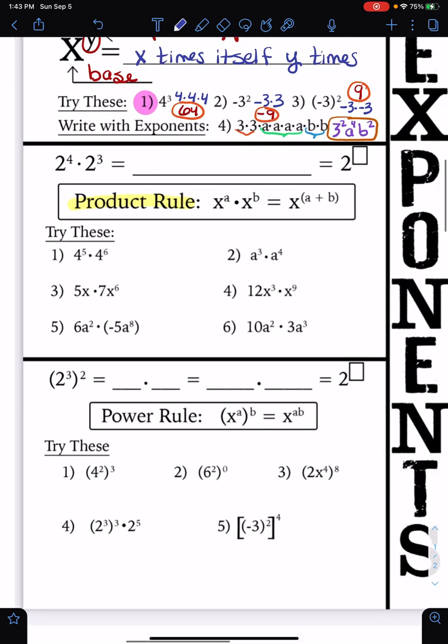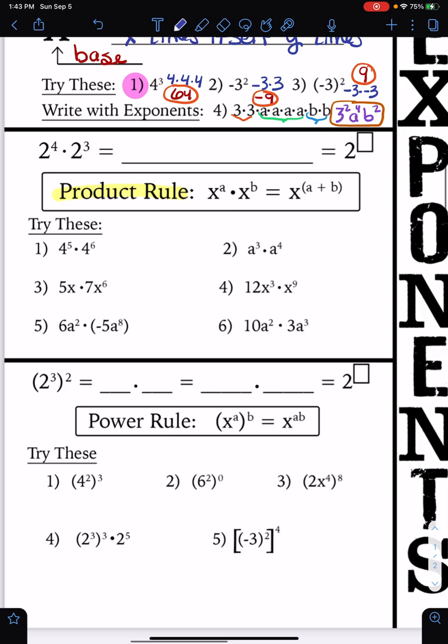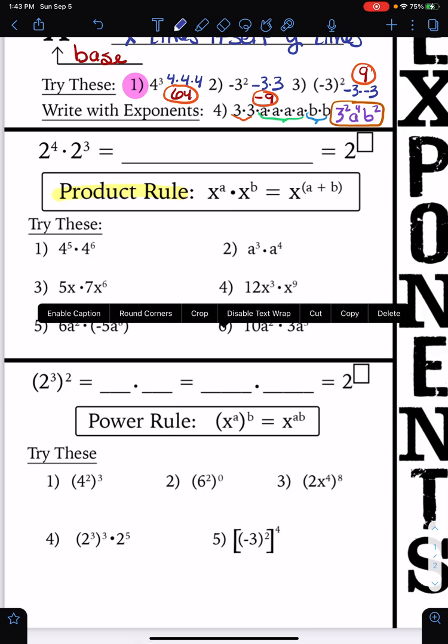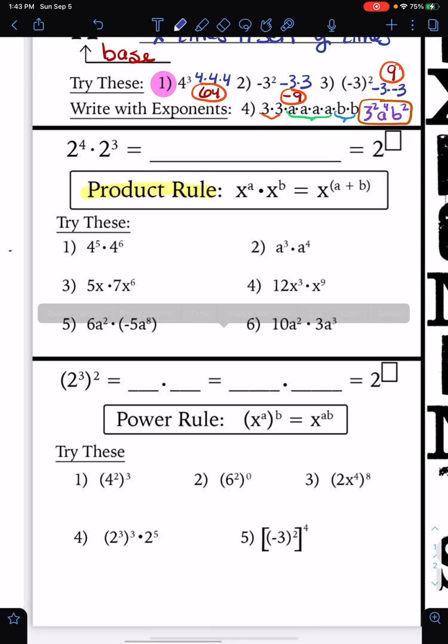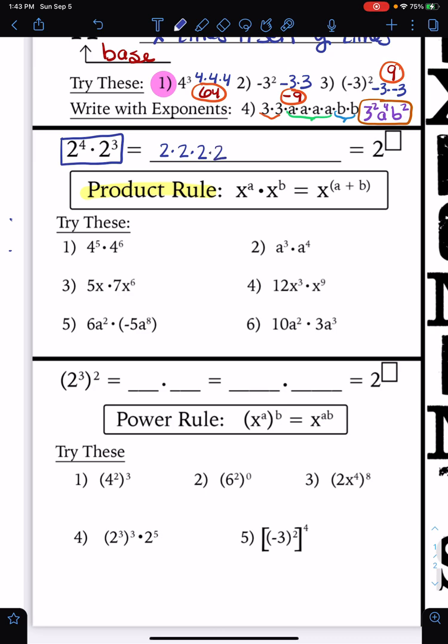Okay, now let's talk about the product rule. You can see right here that we have 2 to the fourth power times 2 to the third power. The first one, 2 to the fourth power, is like 2 times 2 times 2 times 2. And then the second one, 2 to the third power, is like 2 times 2 times 2. All together, how many 2's do we have? 7. So 2 to the fourth power times 2 to the third power is 2 to the seventh power.